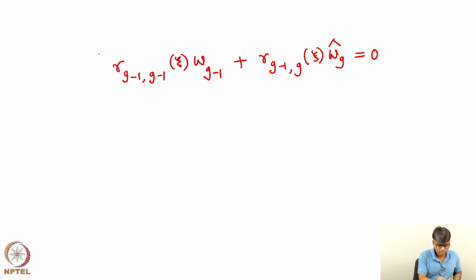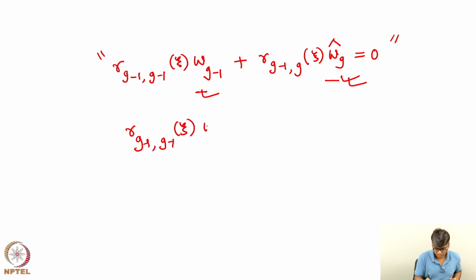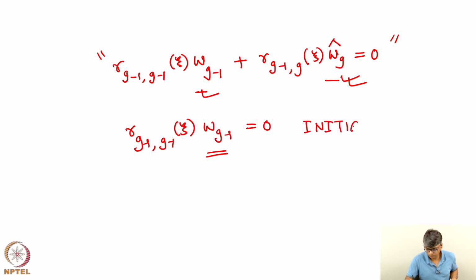Now, this is just a single input, single output kind of situation. Those of you who have done basic control courses will immediately realize that this is just like a differential equation with two variables. This is like an input which is given to us, and this is like an output. How do we solve for it? Well, we just solve for the homogeneous part, that is, we solve R_{g-1,g-1} psi acting on W_{g-1} equal to 0. That will give me solutions coming from the initial conditions, right?